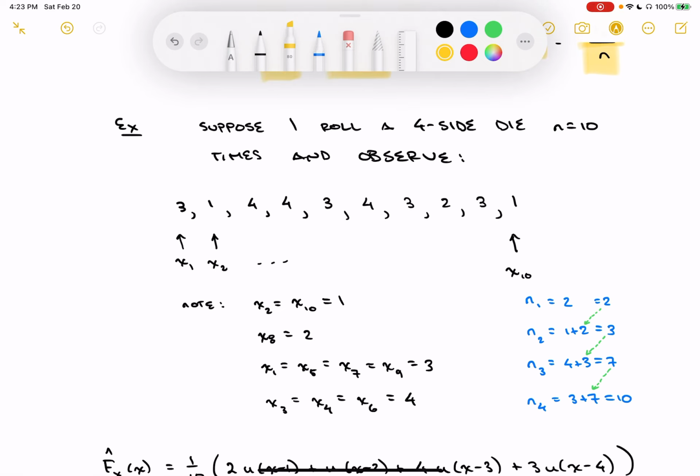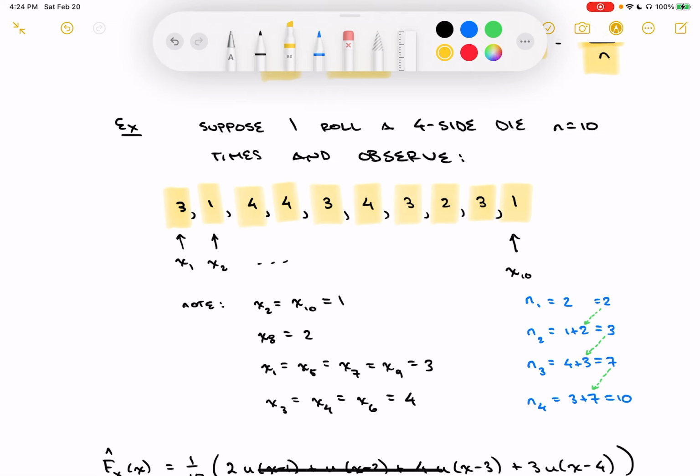Suppose I roll a four-sided die n equals 10 times, and I observe whatever I observe from rolling that die. So here I go. I take that four-sided die out, and I roll it the first time, and I get a 3. I roll it again, and I get a 1. I roll it again, and I get a 4. I roll it again, and I get another 4. I roll it again, and I get a 3. I roll it again, and a 4, and then a 3, and then a 2, and then a 3, and then a 1. So I get 10 observations here.